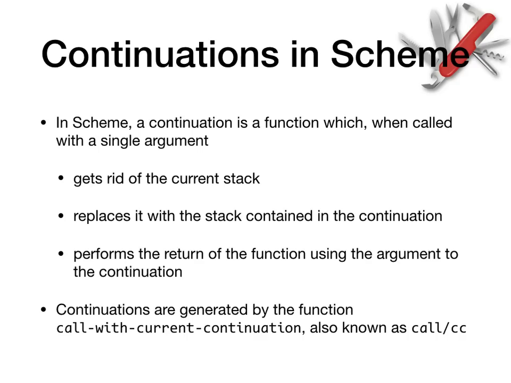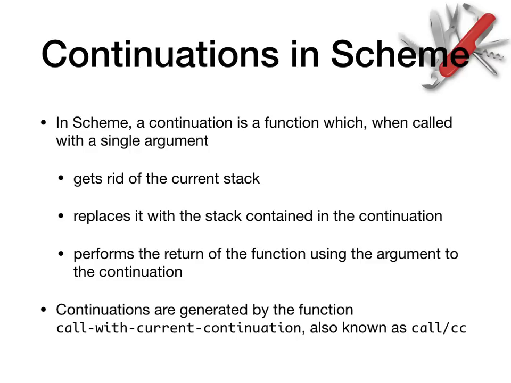So in Scheme, a continuation is a function which, if you call it with a single argument, gets rid of the current stack and replaces it with the stack that's in the continuation. Okay? And then it performs the return function using whatever argument you pass to the continuation. All right, you call the continuation with one argument, and it'll basically do a return. It'll reinstate the stack, and then do a return from that point with whatever function you defined.